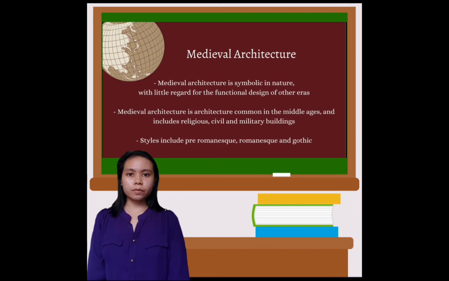Medieval architecture. Medieval architecture is architecture common in the Middle Ages and includes religious, civil, and military buildings. The most common and extraordinary architectural buildings during the Middle Ages were the churches. So let's have a look at examples of medieval architecture, whose styles include pre-Romanesque, Romanesque, and Gothic.